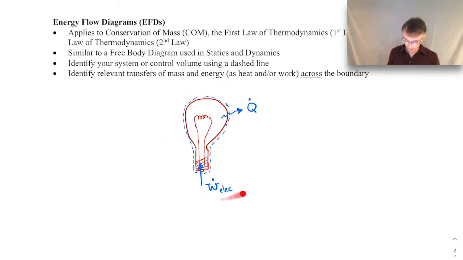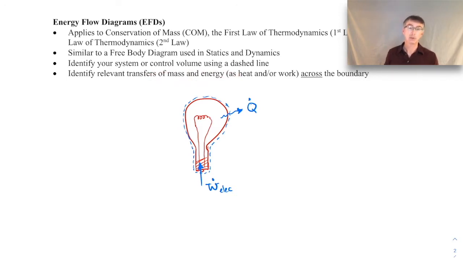So this right here is an example of an energy flow diagram for a light bulb. We've identified our system or control volume with the dashed line. We've drawn the relevant forms of mass and energy transfer. In this case, there is no mass transfer, but there is energy transfer via power. And I've, again, indicated it with an arrow showing where it's occurring, indicating that that's a time rate of change of work kind of interaction. And then I've drawn here the heat transfer coming out, indicated with an arrow with a Q dot to indicate that that's a heat transfer. So I've shown the relevant transfers of mass and energy.